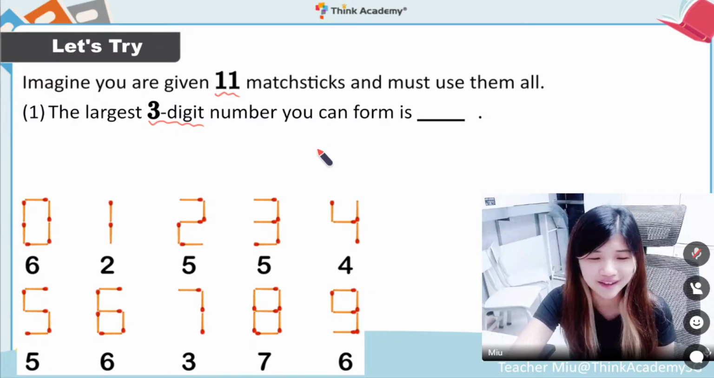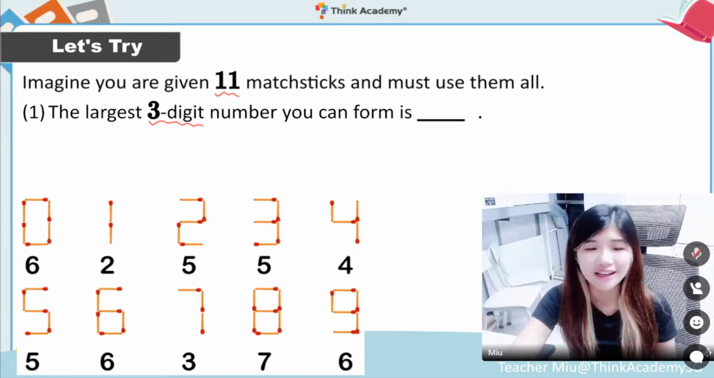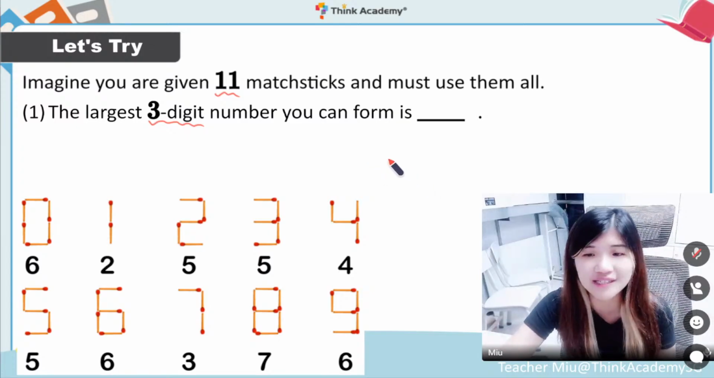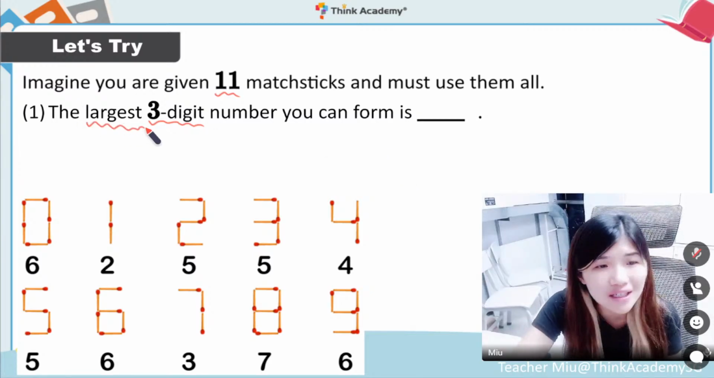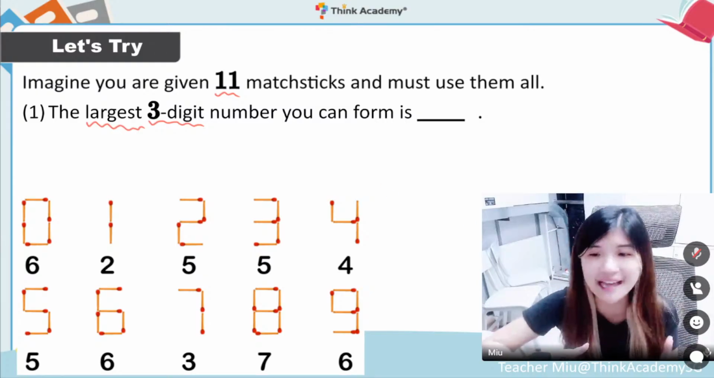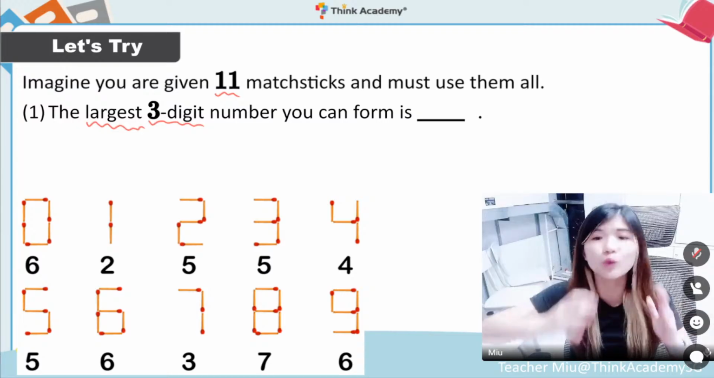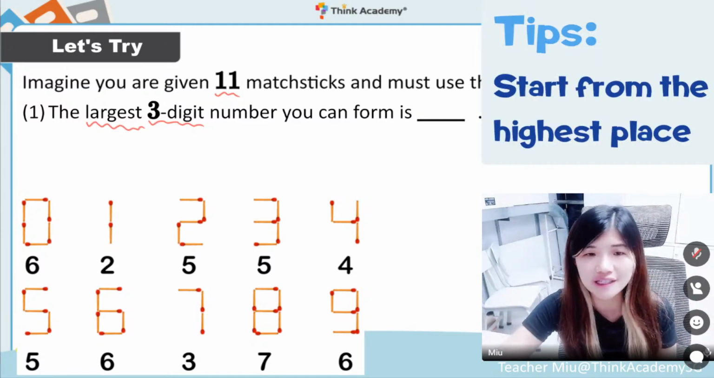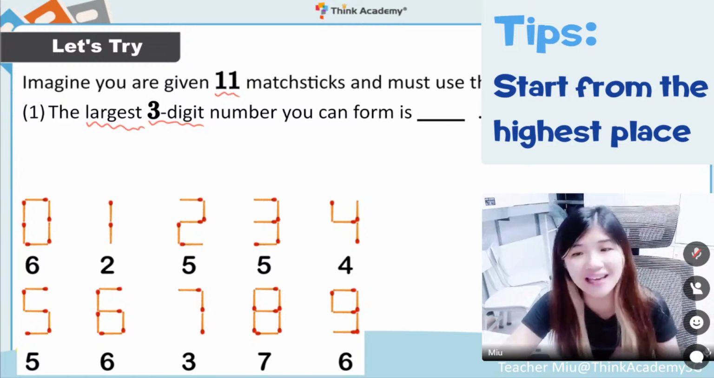Time's up. So for this question, where should we start from? Should we start from the ones place or should we start from the highest place? Since we are making the largest three-digit number, we should make the highest place as big as possible, so we can get the biggest possible number. So this is the first tip: we should start from the highest place.